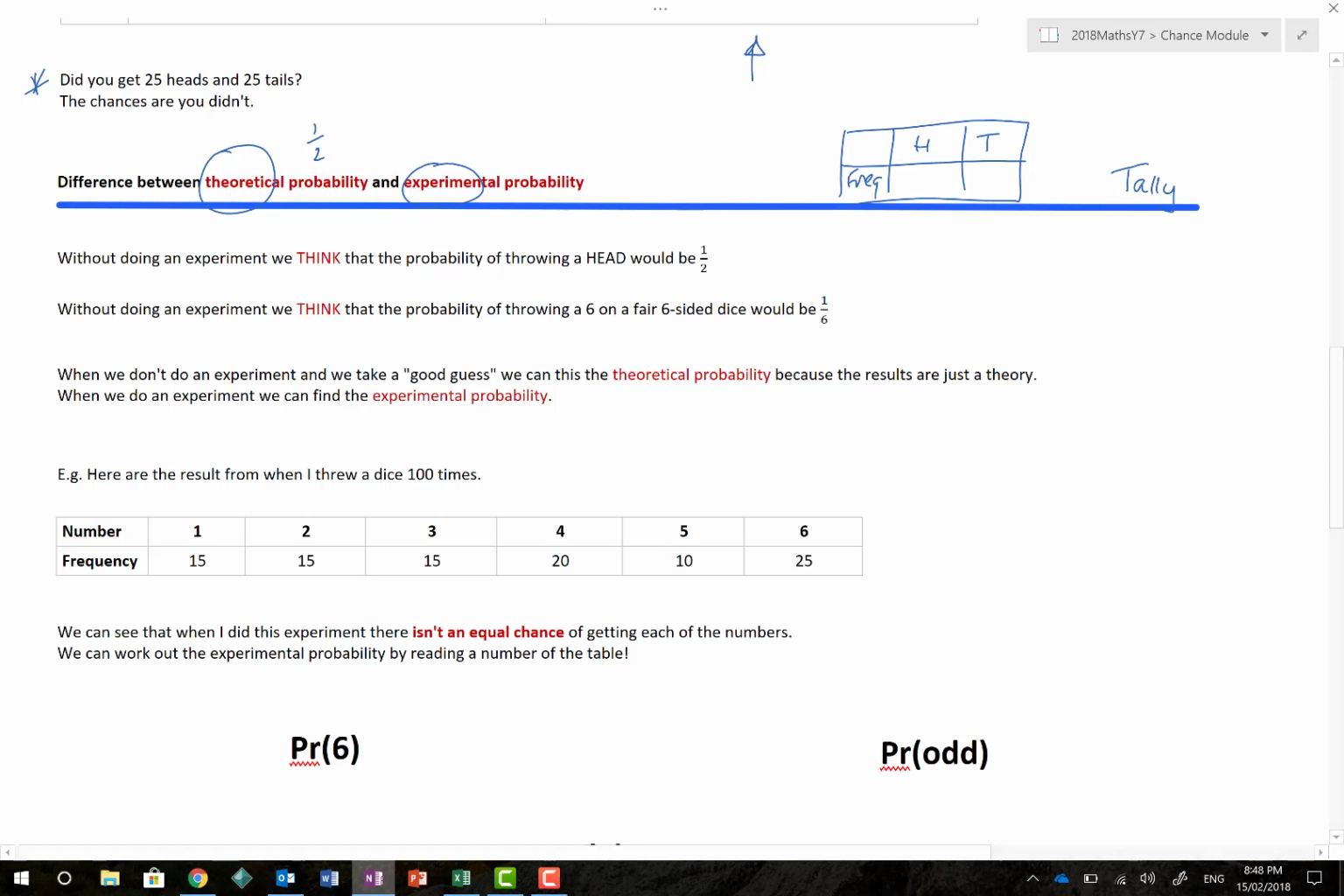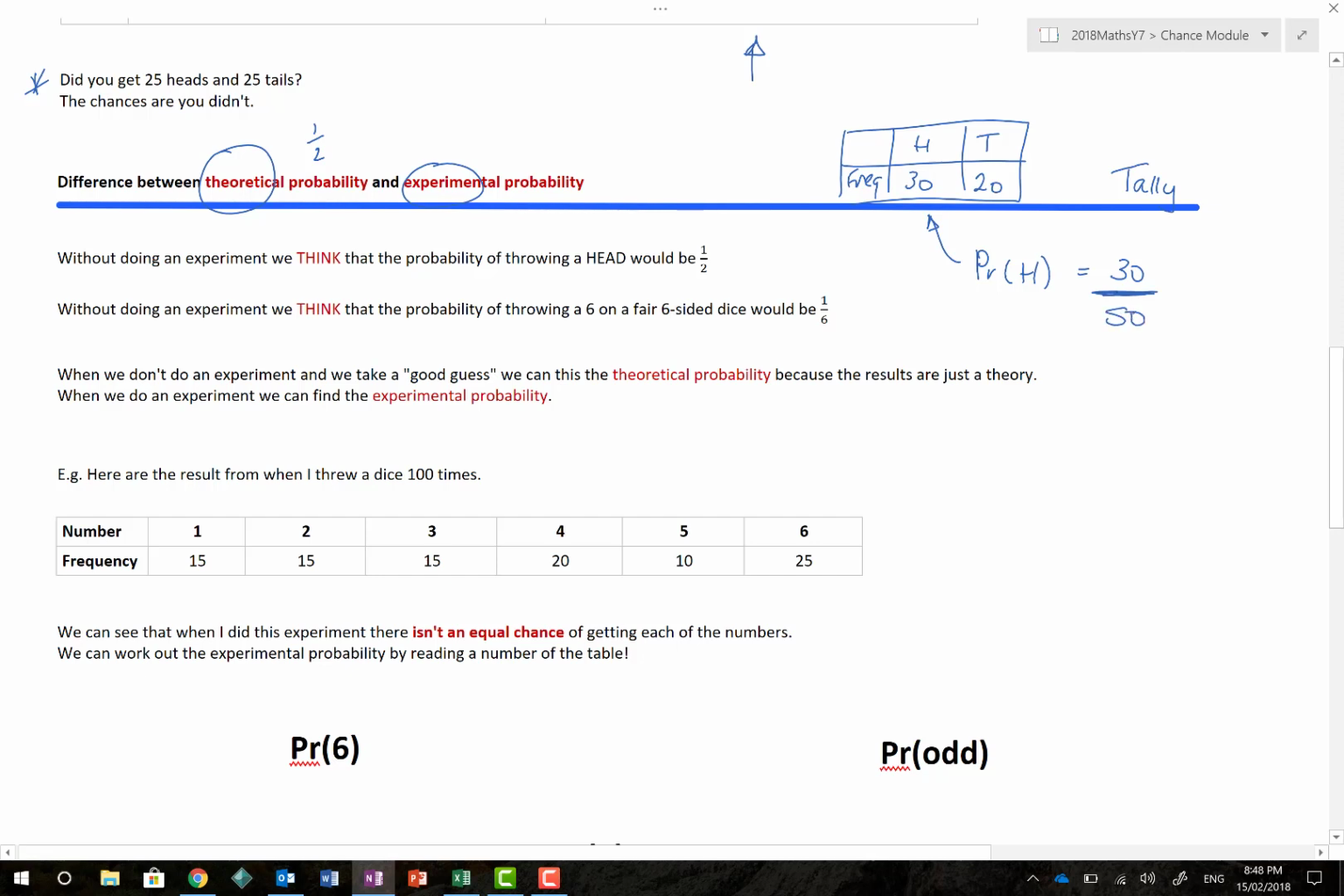So if I did, say, 50 tosses and I got 30 heads and 20 tails, what is now the experimental probability of getting a head? Experimental probability and theoretical probability are worked out in the same way. So if this is my table, I'm really asking, what is the probability of getting a head? We look at the table and ask, how many heads did I get? I got 30 heads. I got 30 successes, because a head is a success. Out of, remember, how many times did I throw the coin?